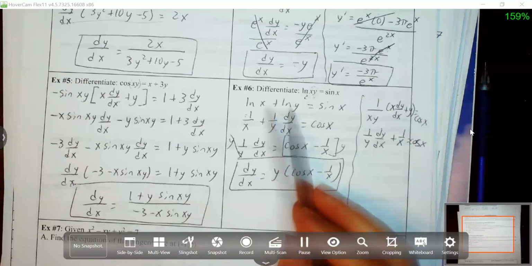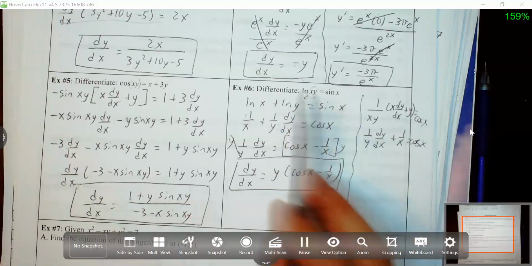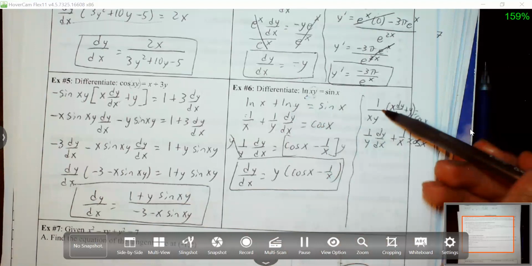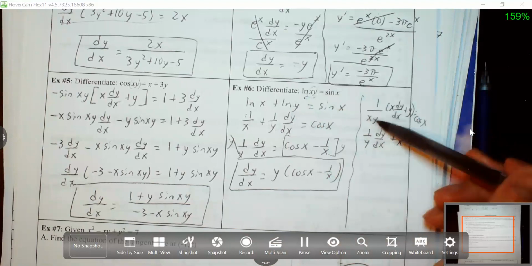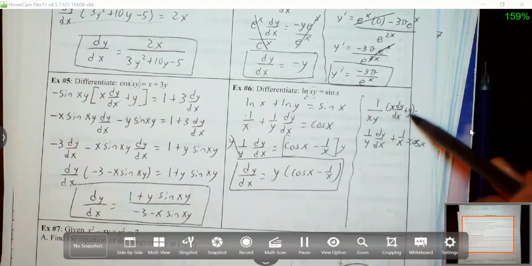You could separate it out by doing the logarithms. If you do not see that, and a lot of people don't see that, it works perfectly well with the chain rule. 1 over xy, but then because this is not just an x, you have to chain it. And the chain is a product rule, and you end up getting the same thing.